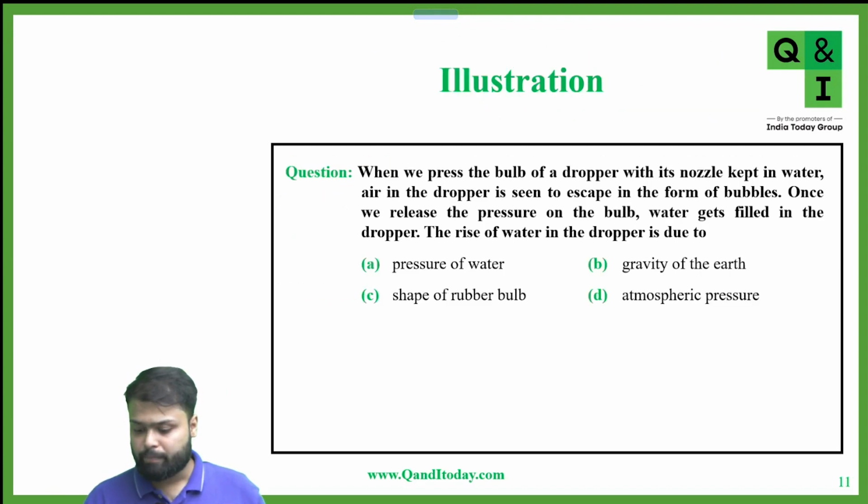Very good. Now tell me, when we press the bulb of a dropper with its nozzle capped in water, air in the dropper is seen to escape in the form of bubbles. Once we release the pressure on the bulb, water gets filled in the dropper. The rise of water in the dropper is due to atmospheric pressure. Is this clear?